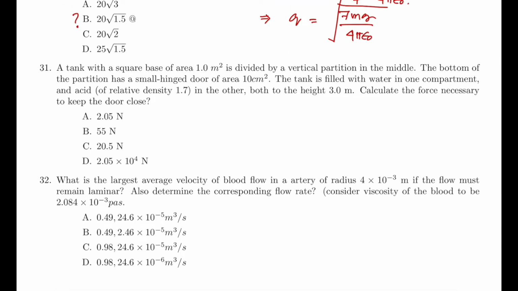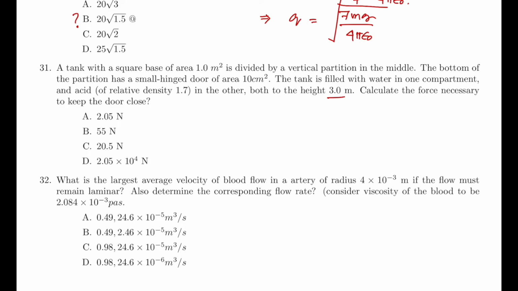31st problem says a tank with a square base of area 1 meter square is divided by a vertical partition in the middle. The bottom of the partition has a small hinged door of 10 cm square. The tank is filled with water in one compartment and acid, which has a relative density 1.7, in the other compartment, both to the height of 3 meters. Calculate the force necessary to keep the door closed.